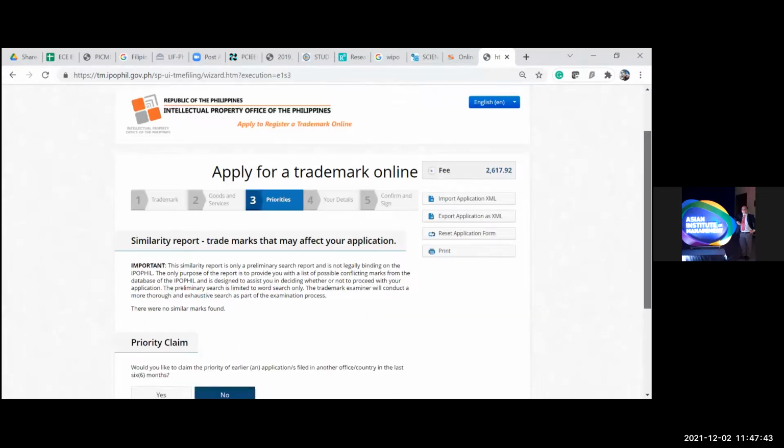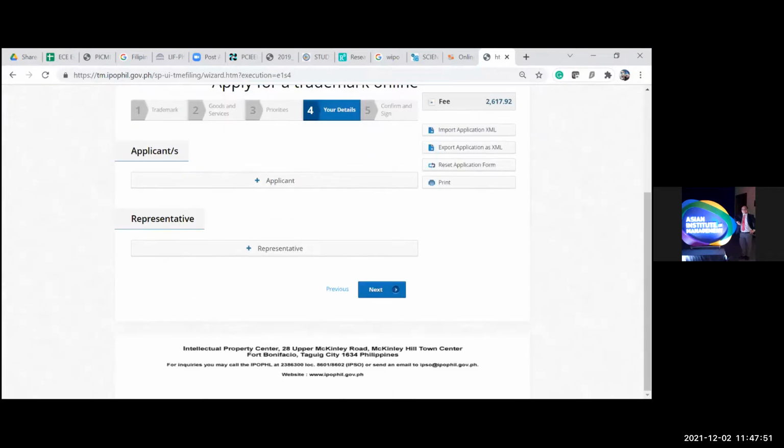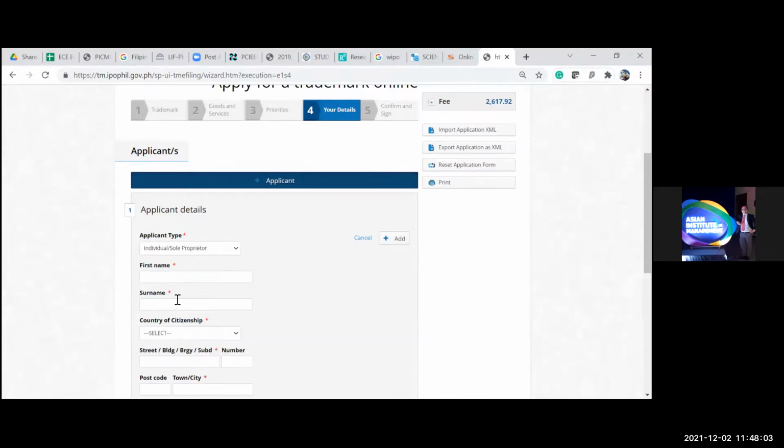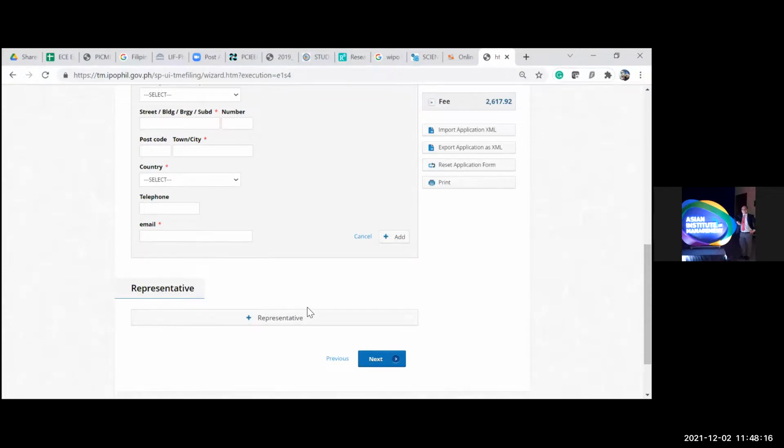Then they will be asking for your details. Do you have a lawyer or representative? Because you're the one applying, you're the applicant. Is this a business company or individual? Individual, because you're trying to build your vlog, for example. So you need to fill in this information and then that's it. Next. If you don't have a representative, that's okay. Then you can proceed with next.